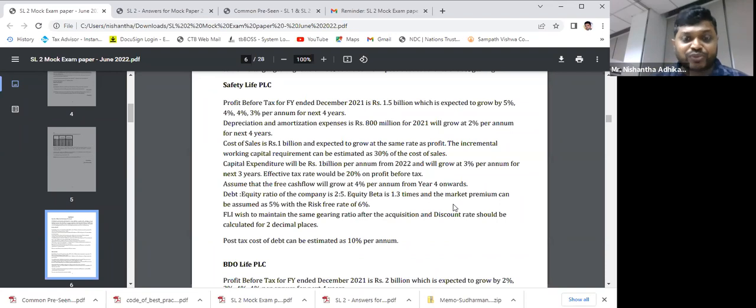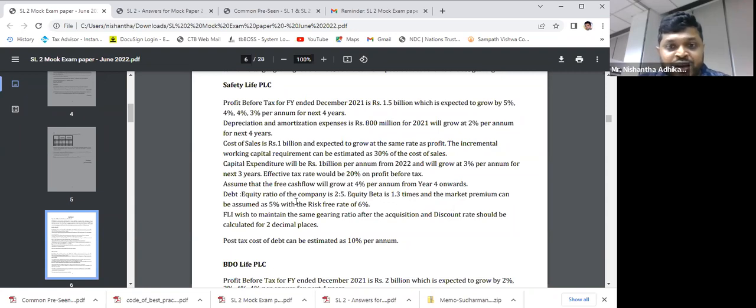The debt to equity ratio of the company, the balance debt to equity ratio, is 2 to 5. Then what is the debt to equity ratio you are going to maintain? You have to maintain the current debt to equity ratio of the company. You have to calculate what is the debt, what is the equity. It is a very low amount. I will show it to you, and then you have to calculate your current debt to equity ratio.